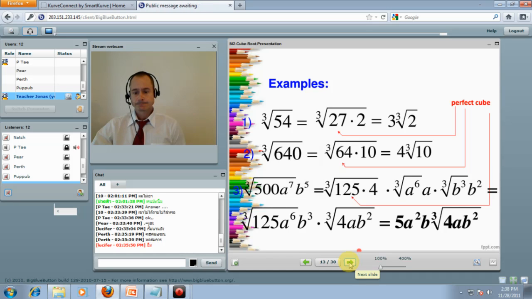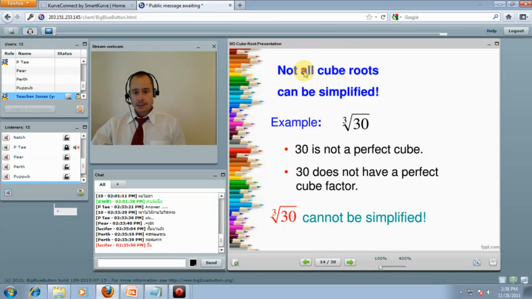Okay, I can go back to this again later, but I will continue now. Not all cube roots can be simplified. For example, if you have the cube root of 30, 30 is not a perfect cube, and there is no factor in 30 that is a perfect cube. So in this case you cannot simplify it at all. So then it will stay the same.